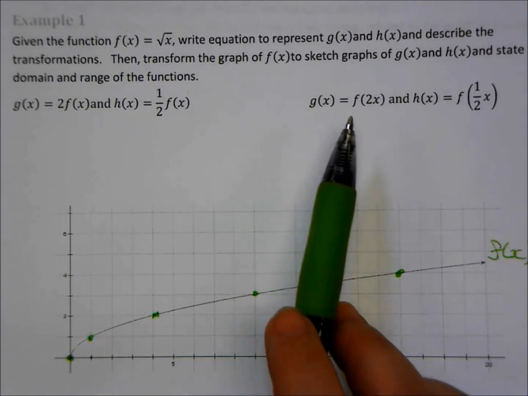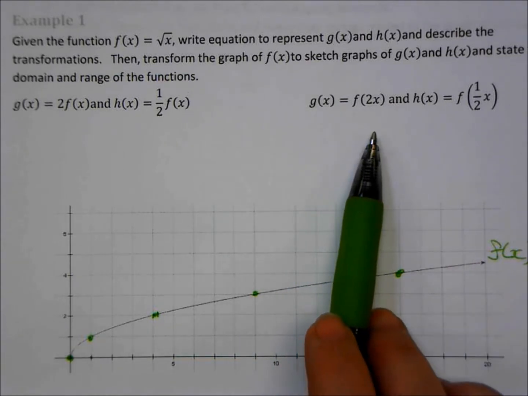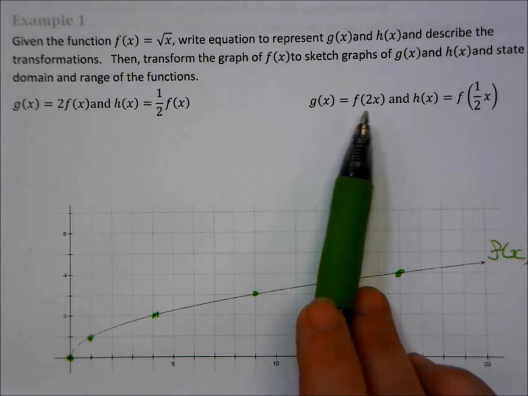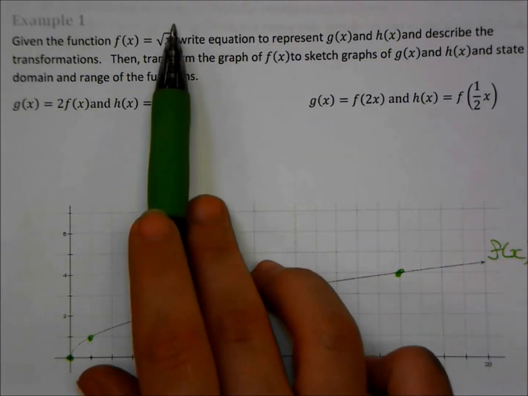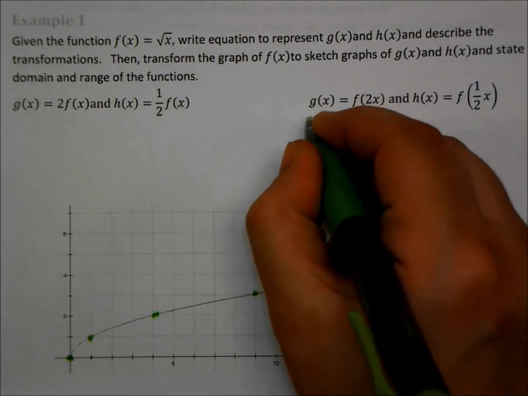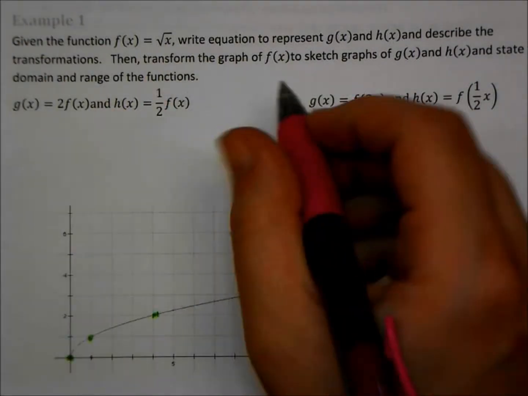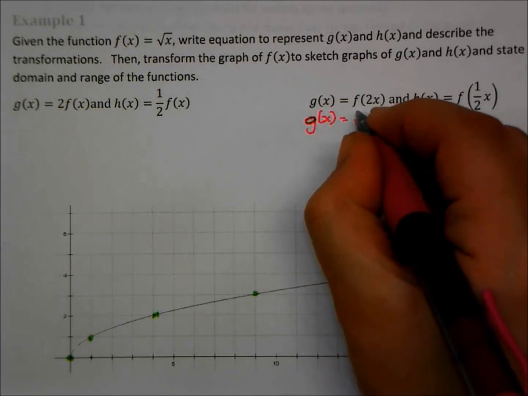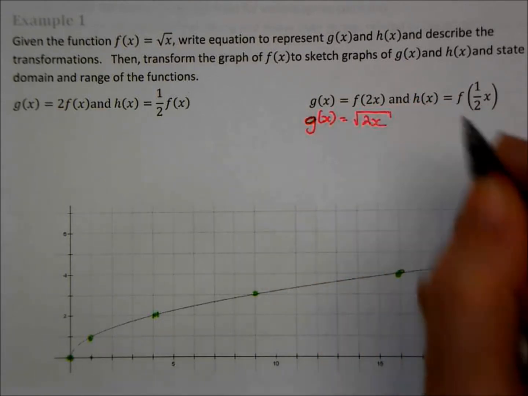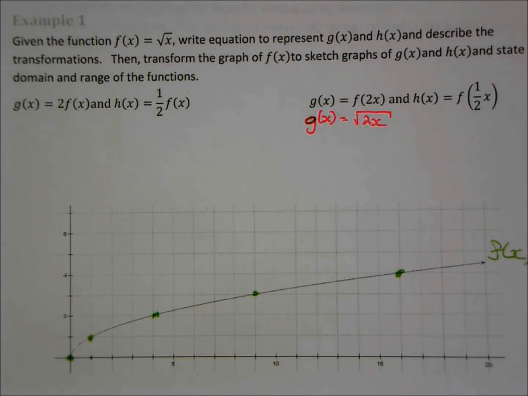I want to take my basic parent function, our f of x, and change it into g of x, which is f of 2x. So this f can be replaced by square root. So this means g of x is going to equal, instead of f, square root of 2x. This is my new function. What kind of transformation do I see here?